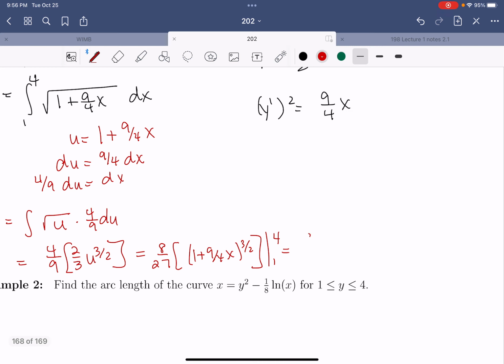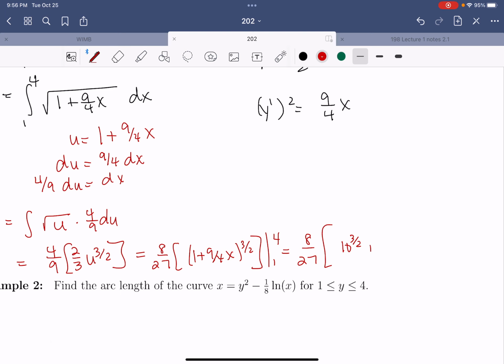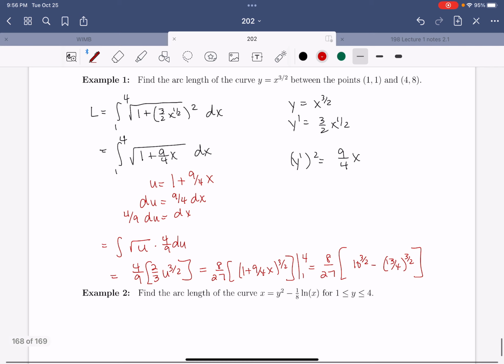Okay, from here we have 8 over 27. And when we plug in 4, the 4's cancel, and I get 9 plus 1 is 10 to the 3/2. And that's not a perfect square, so that's not going to be a nice number, but that's okay. And then we're going to plug in 1, so 9/4 plus 1, or 4/4, is going to be 13 over 4. Sorry, this is minus 13 over 4 to the 3/2. And that's messy, but it's correct. So if we were to figure that out as a decimal, that will give you the arc length of that curve.